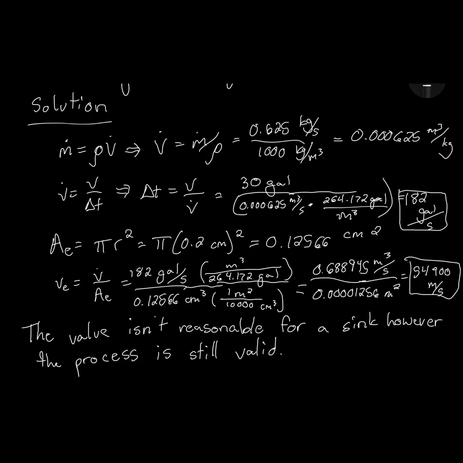I then find the area by taking pi r squared of the nozzle, which equates to 0.12566 centimeters squared, and then the exit velocity is equal to the volumetric flow rate over the area, which then becomes 54,900 meters per second. The value isn't reasonable for a sink. However, the process is still valid.